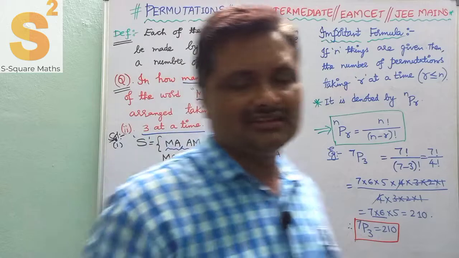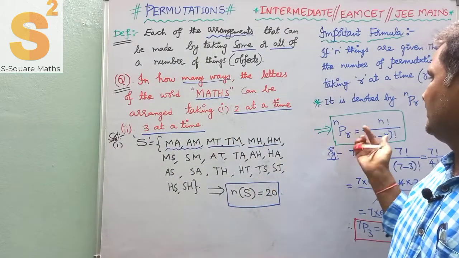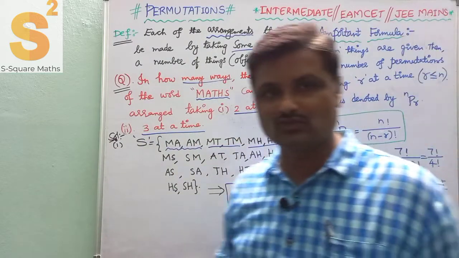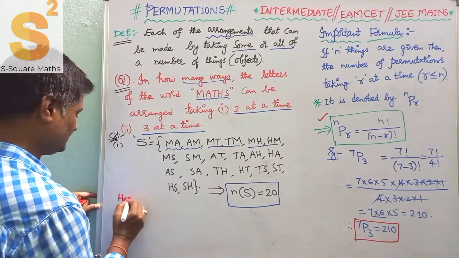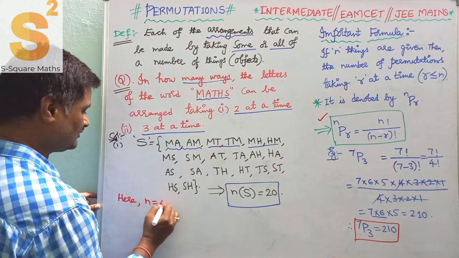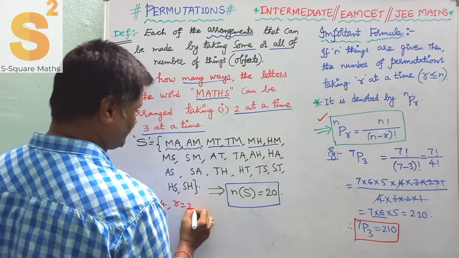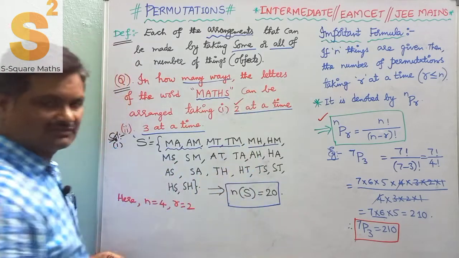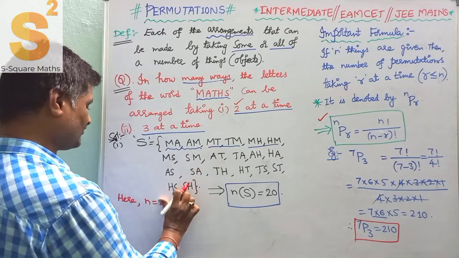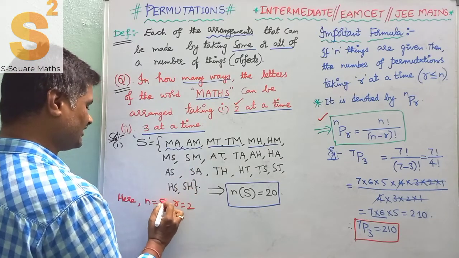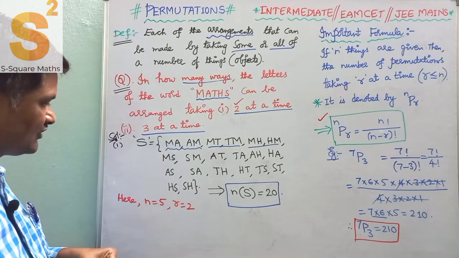Now let us check the same result here. N of S is nothing but 20. We will check by applying the formula. So let us go through it now. So here n is equal to 4 and here our r value is nothing but 2 at a time. So we have to evaluate, n is equal to 5 here for the letters of MATHS. So n is equal to 5 and r is equal to 2.